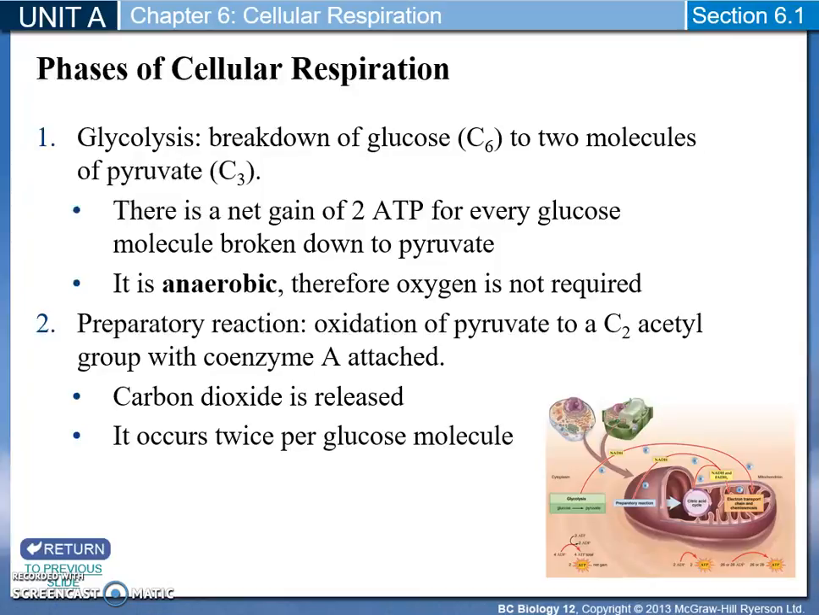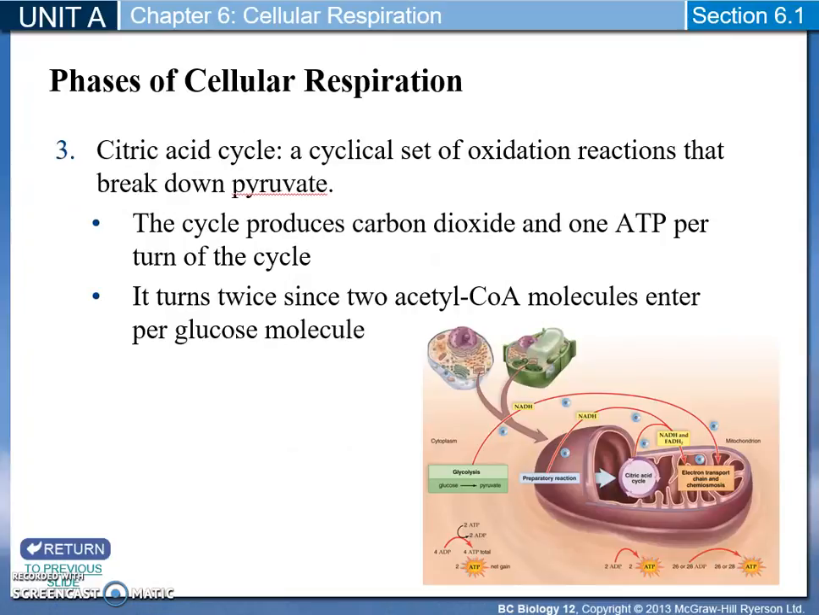Then we have the preparatory reaction, whereby we have oxidation of pyruvate to a C2-acetyl group with coenzyme A attached. In this instance, carbon dioxide is released, and it occurs twice per glucose molecule. The third part is the citric acid cycle, a cyclical set of oxidation reactions that break down pyruvate. The cycle produces carbon dioxide and 1 ATP per turn of the cycle, and it turns twice since 2 acetyl coenzyme A molecules enter per glucose molecule.